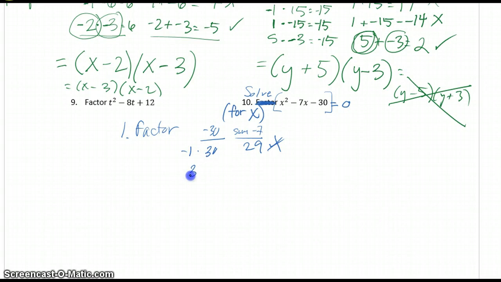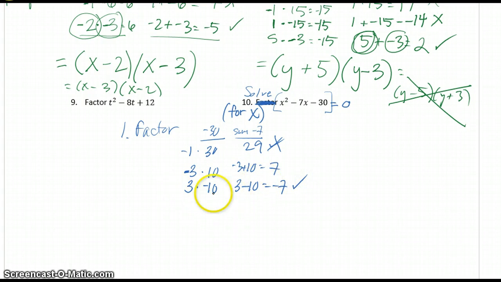3 and 10. Right? But again, we need to multiply to negative 30. So we have to make one of these negative. So let's try making the 3 negative first. Whenever we do negative 3 plus positive 10, we get positive 7, but we're looking for negative 7. So what can we change so that we have a negative 7? Make it a negative 10. Make the 10 negative instead of the 3. So 3 times negative 10, when we add those, we do get negative 7.